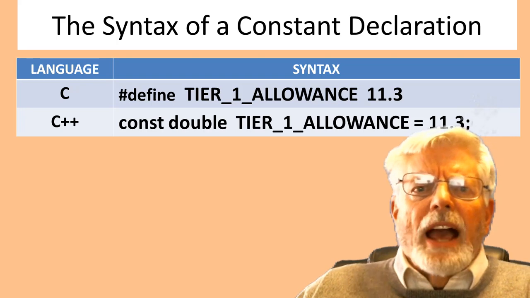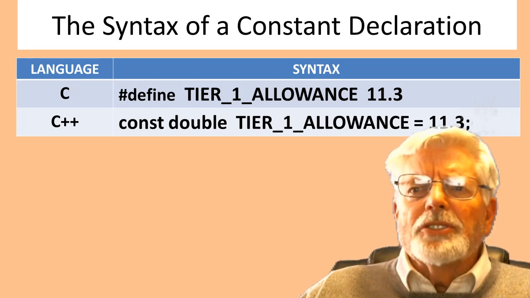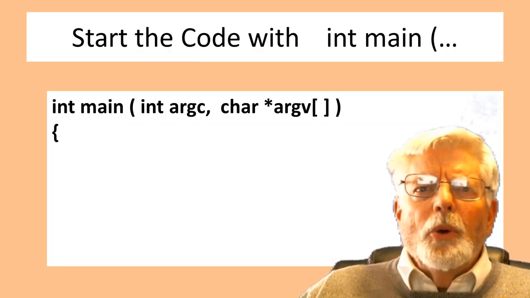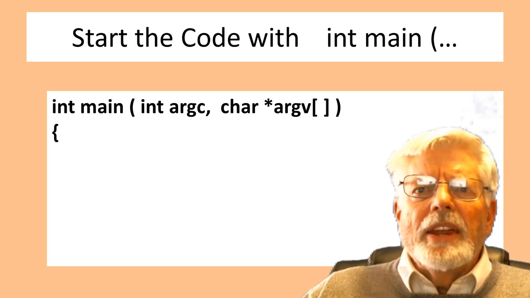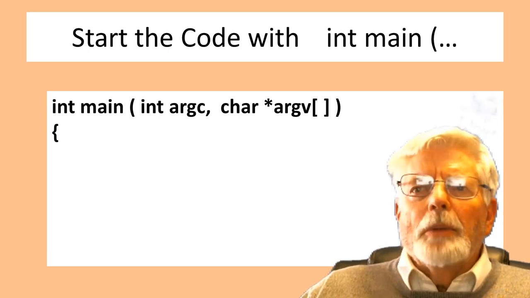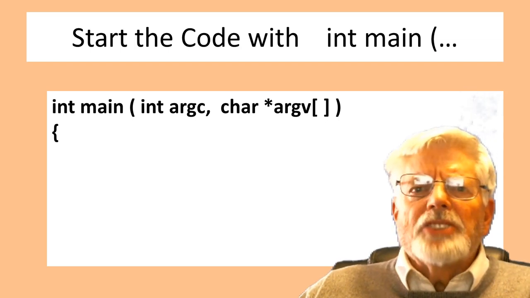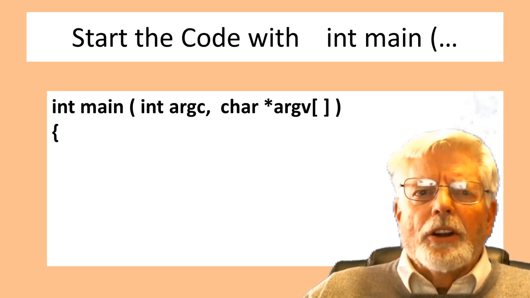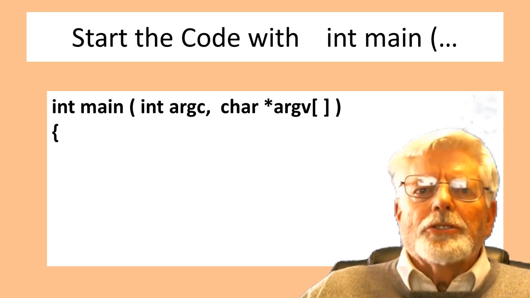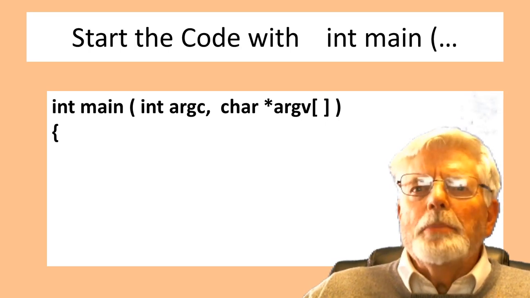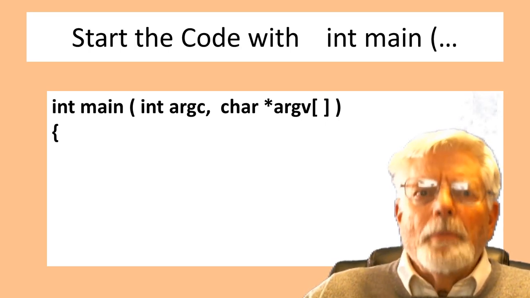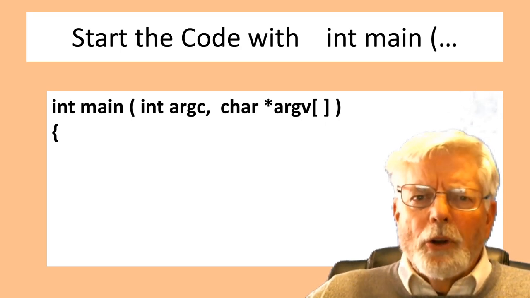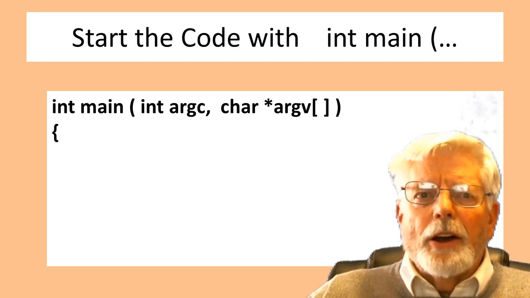Now that you see how to declare the first constant, you need to follow the same format when you declare the rest of the constants. Start the executable code in a C or C++ program with the int main and the open curly brace. The int main should be placed after the lines for the #include files have been entered and the constants declared. The int argc and char *argv are not used unless you plan to write a program that is run directly from the Windows DOS prompt, the Mac OS terminal, or a Linux shell. You can ignore worrying about the argc and argv for now.